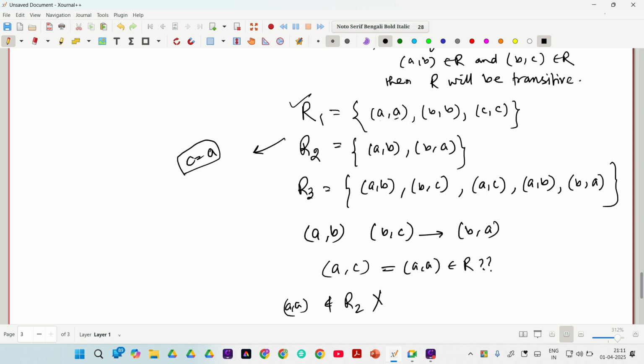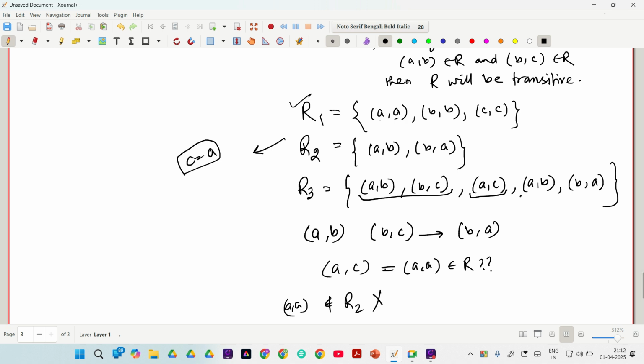Because it has A comma B and B comma C, and A comma C is there. Okay, so according to you, it is transitive. Pratiti, according to you, whether it is transitive or not? Transitive. So you have the same argument: A comma B and B comma C belong to R, and A comma C also belongs to R. Right? Yes.